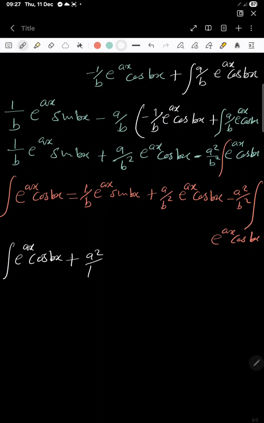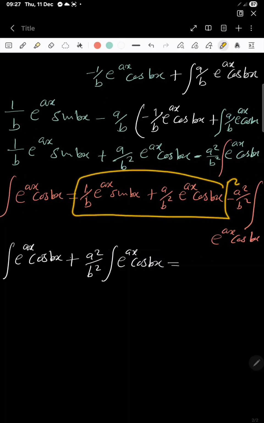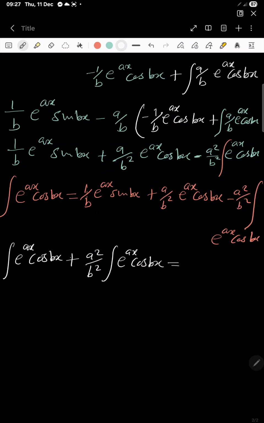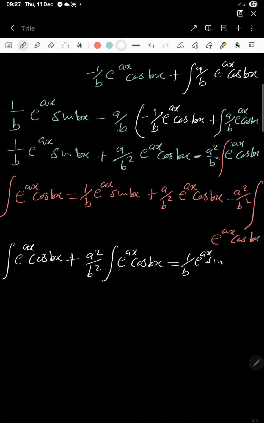a squared over b squared, which happens to be the constant, and then the integral of e to the power ax cos bx. So those two are like terms, and therefore we are only going to remain with this part here. So let's write this part and see what we have. So we have 1 over b e to the power ax sine bx, then plus a over b squared e to the power ax cos bx. That's what we have.